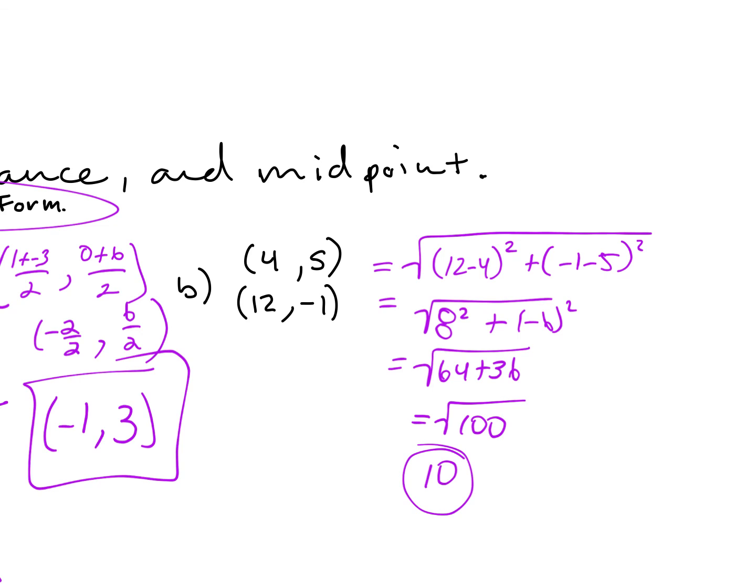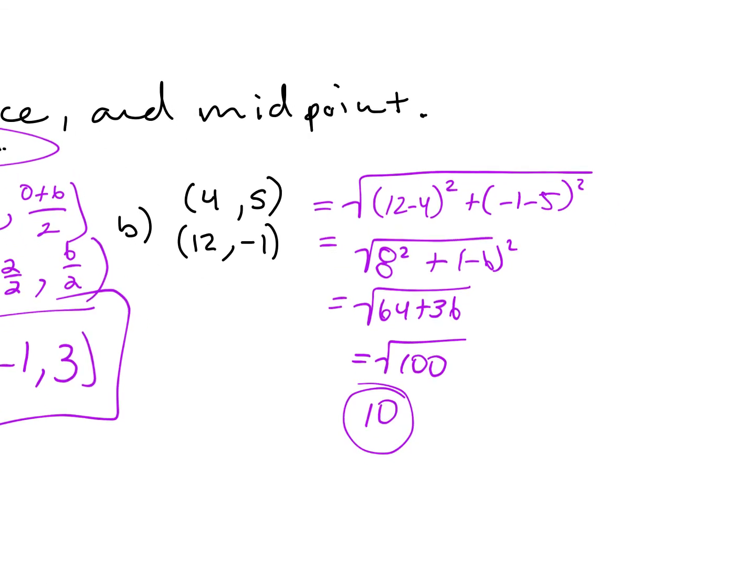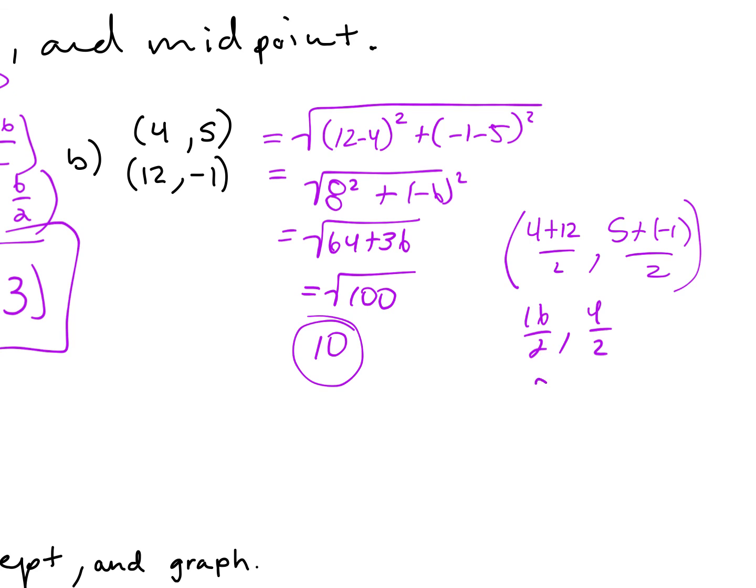How do we find the midpoint? Add your x's. Divide by 2. Add the y's. Divide by 2. So 4 plus 12 is 16 divided by 2. 5 plus the negative 1, 4 divided by 2. What's 16 divided by 2? 8. What's 4 divided by 2? 2.